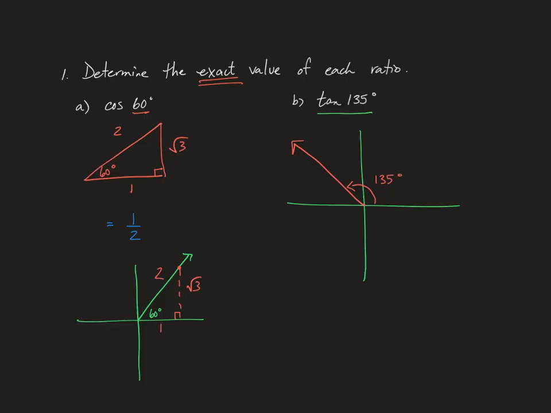Now we need to do everything that we did before. So let's pick a point on our terminal arm, and let's drop in a height. Now, what I'd like everyone to do is to label the related acute angle inside that triangle. Pause the video, go.